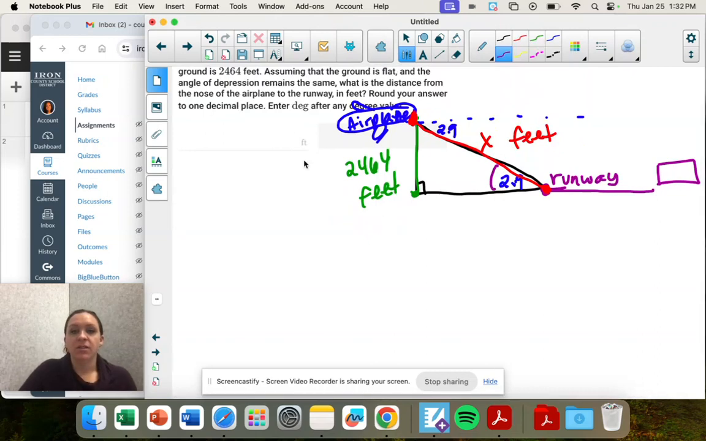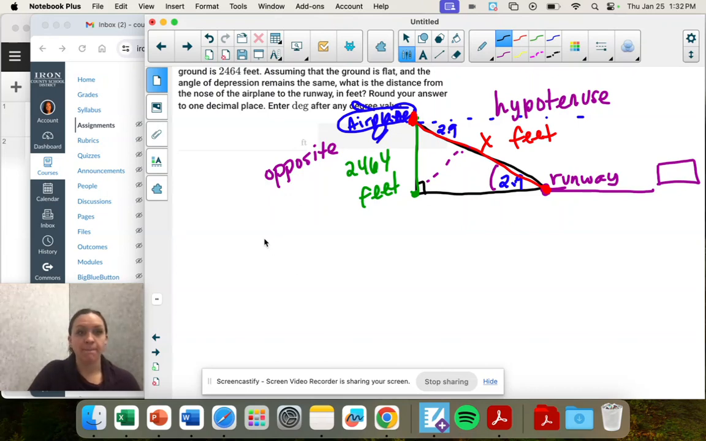Here's our angle. We know the opposite, and we're not trying to find the adjacent this time. We're trying to find the hypotenuse. So which trig function, sine, cosine, tangent, has opposite and hypotenuse? Sine. Sine of our angle, opposite over hypotenuse. Now let's solve.